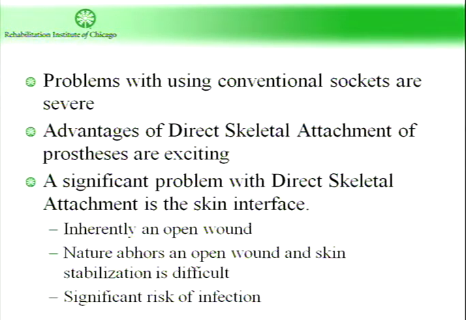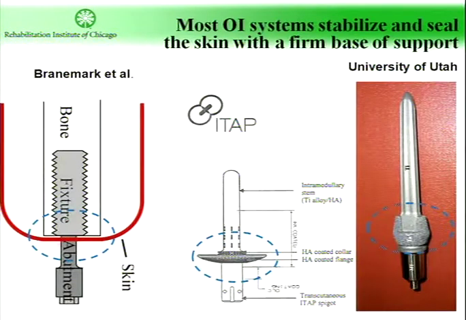The big challenge, as Ricard pointed out this morning, I think, though, is really the skin interface. You inherently have some type of an open wound, which nature abhors an open wound, and skin tries to stabilize it in some way or get around it. And so there's a significant risk of infection. However, if you look at the big labs around the world that are addressing this issue, they're all doing it somewhat the same way. You need to stabilize the skin so that it's not floating around and having a big open gap for the infection to come through.